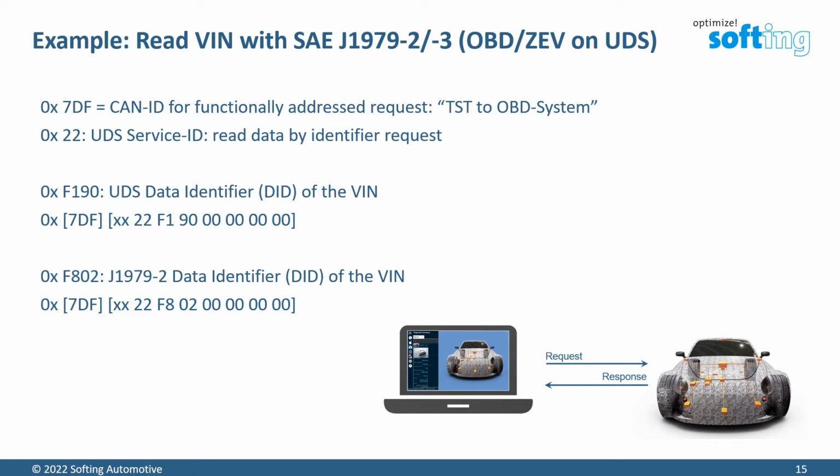In this part of my example, I would like to show you how to read the VIN with J1979-2. As we still talk about diagnostics on CAN, we still need a CAN identifier. It's the same as we had before. It's the 7DF CAN ID for functionally addressed request tester to OBD system. In this case, we don't take the 09 as the service identifier for the request, but the UDS service identifier 22, which is read data by identifier request.